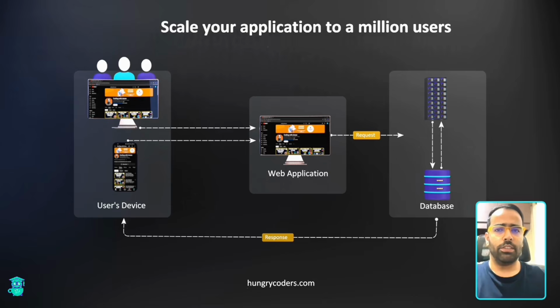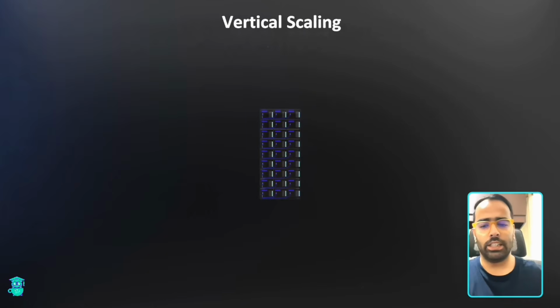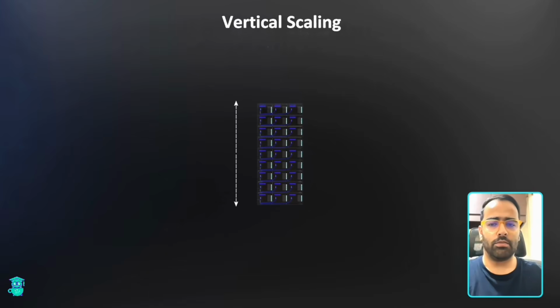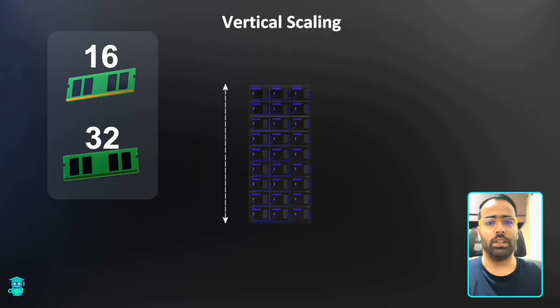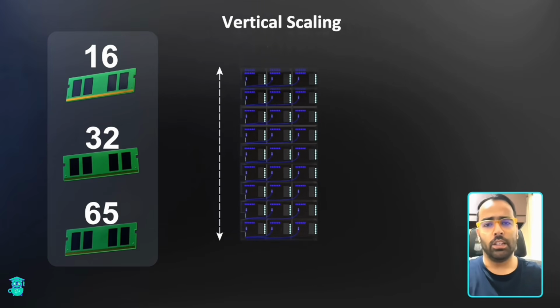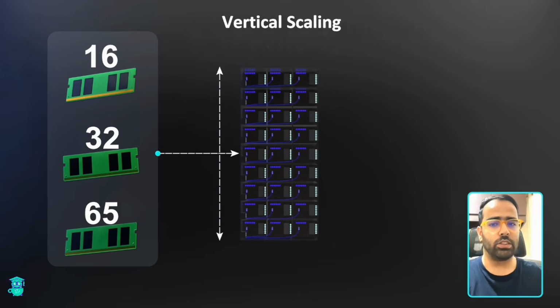Now let's say we want to scale this application. Traffic started coming to your application, and now you want to scale. The first step as a developer will be to do vertical scaling. Vertical scaling means, if your server was, let's say, 16 GB RAM, now you want to increase to 32 GB, now to 64 GB. That means you are not increasing the number of machines, but you are increasing the configuration of your server.